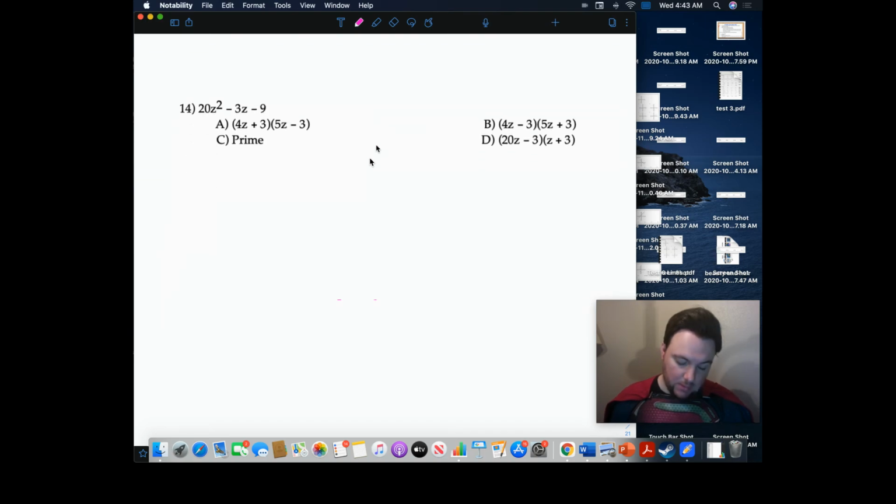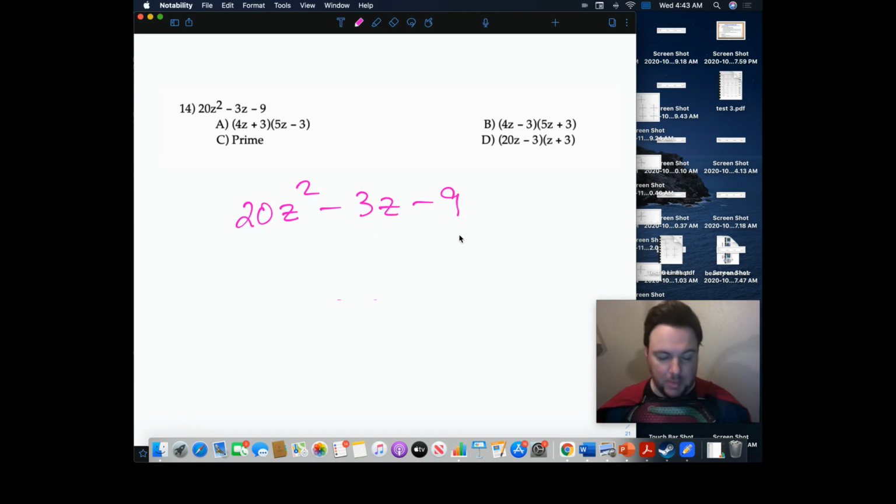All right. The next one is 20z squared minus 3z minus 9. Once more, 20z squared minus 3z minus 9. I hope it's very apparent that the factors of 20 and the factors of 3 and 9 are not going to match. The only thing you would be able to factor out is a 3, because you always have to play with the lowest number at minimum. But 3 is not going to work, because 3 doesn't go into 20. So we have to factor it out another way.